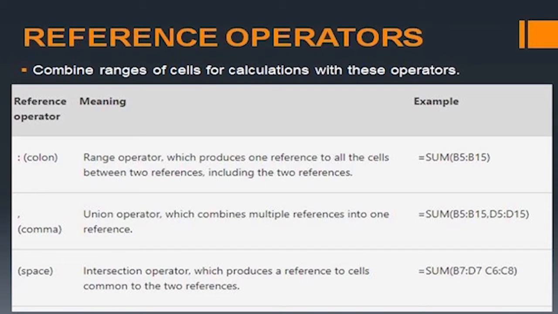Next one is space, the intersection operator, which produces a reference to the cells common to two references, like this: SUM(B7:D7 C6:C8). In that case, we are using space. So the reference operators are called colon, comma and space.